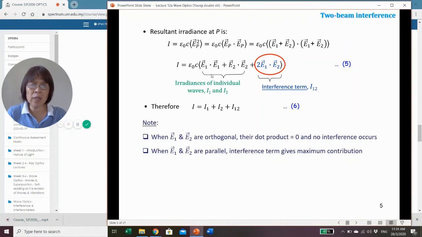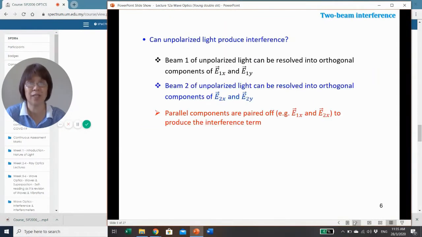If E1 and E2 are orthogonal, then the dot product is 0, so no interference occurs. That means a cross beam at 90 degrees. When E1 and E2 are parallel, the interference term has its maximum contribution. Remember the crossed beams, but the angle must be very small in order to get interference fringes. The next question we ask is: just now we were talking about plane polarized light, so can unpolarized light produce interference?